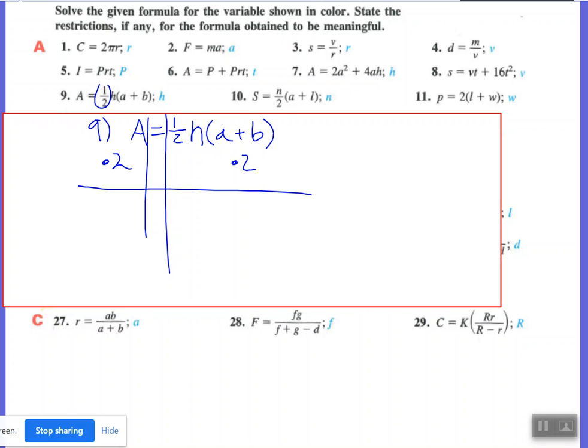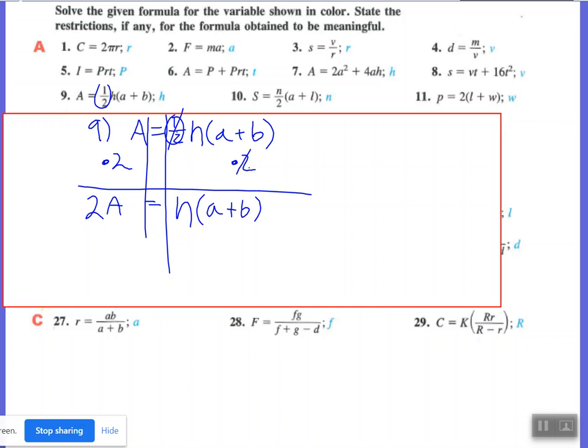Well, 2 times a is just 2a. 2 times 1/2, well, 2 times 1/2 is just 1, isn't it? So these are going to cancel out. So we're left with h times a plus b. Are there questions with that first step?